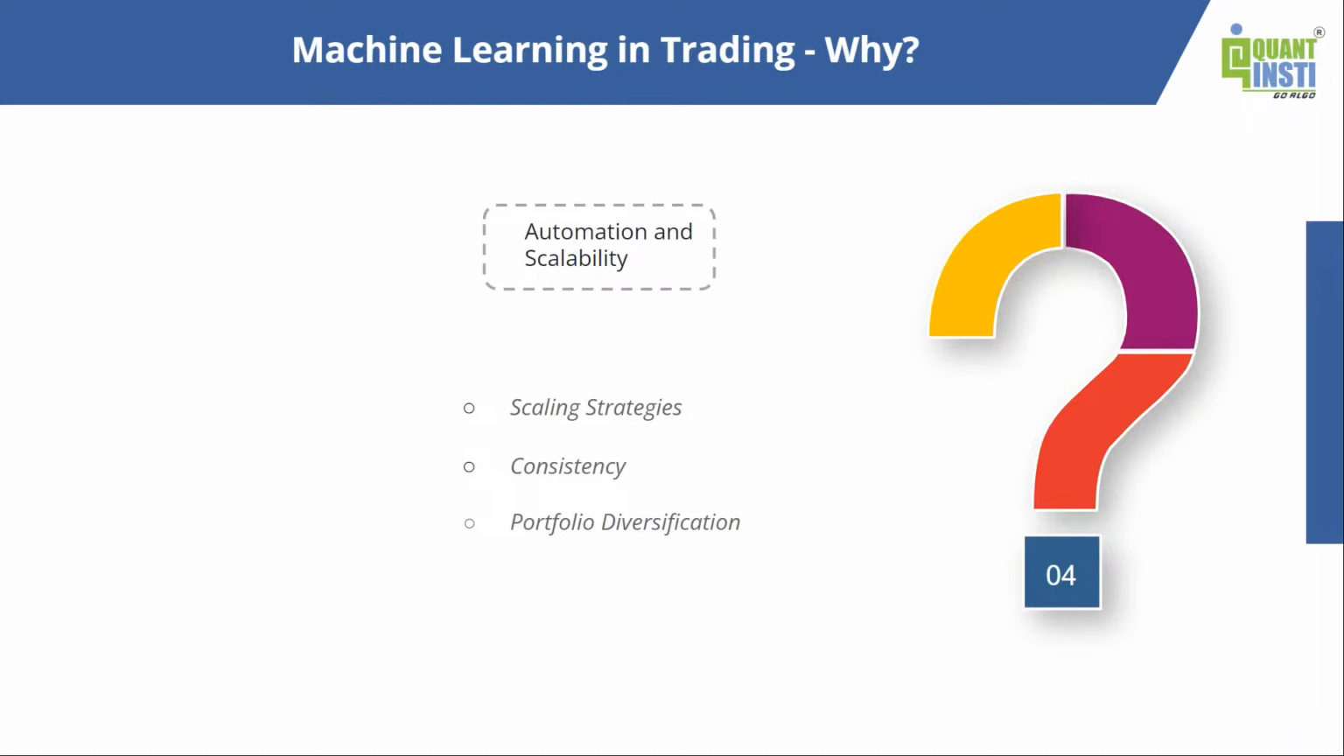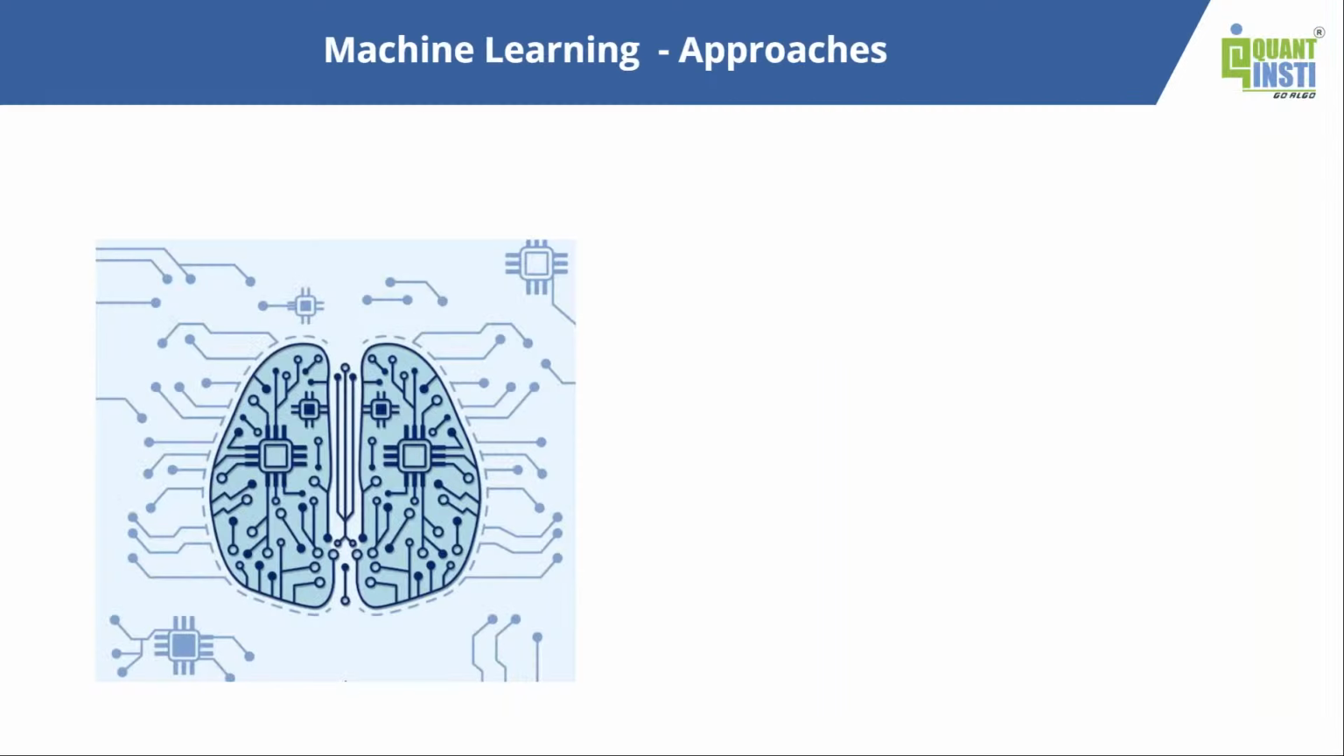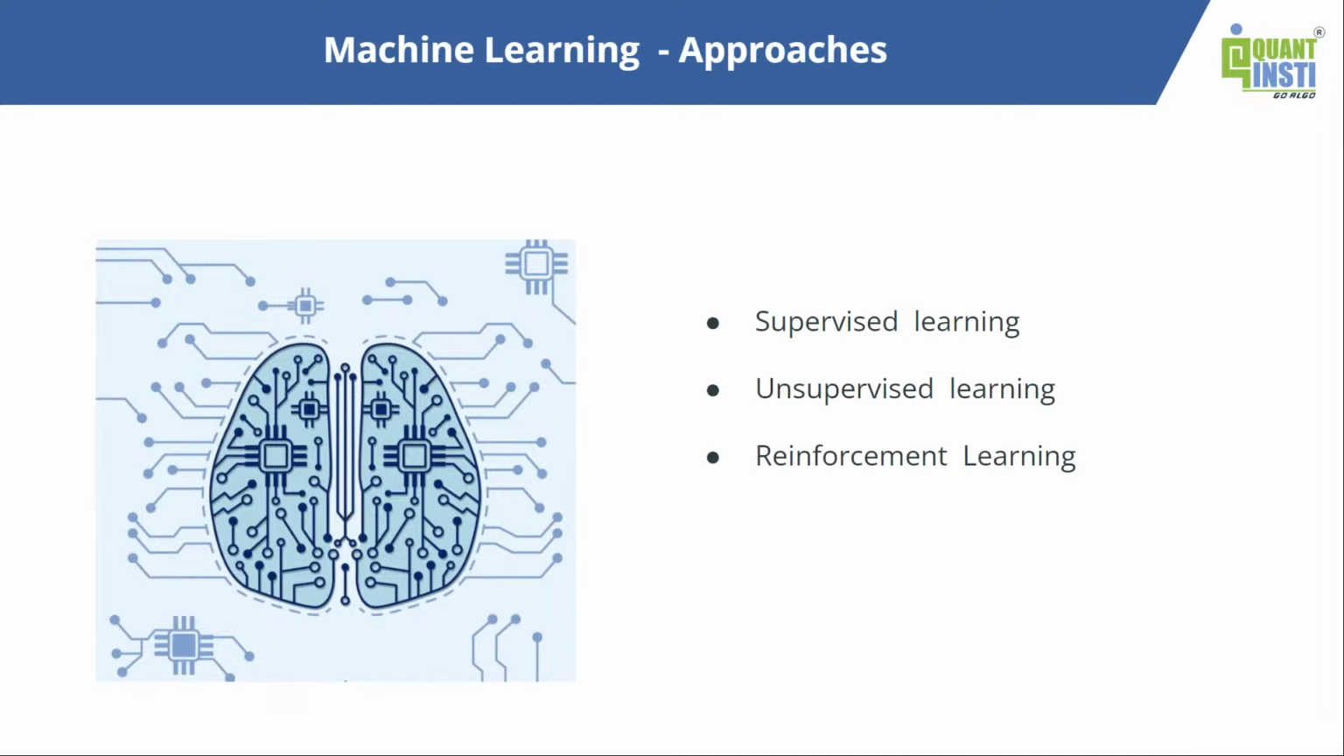Now let's go to the important part. Let's understand different machine learning algorithms. I'll take it a bit slower from here so that you can get the intuition of what these different approaches are. Basically, there are three major ways machine learning is divided. The first one is supervised learning, the second is unsupervised learning, and the third is reinforcement learning.